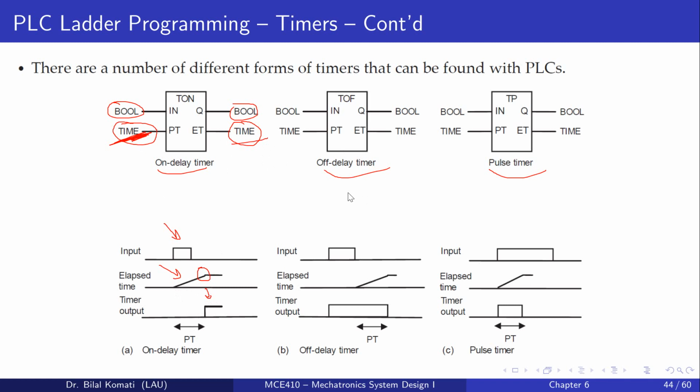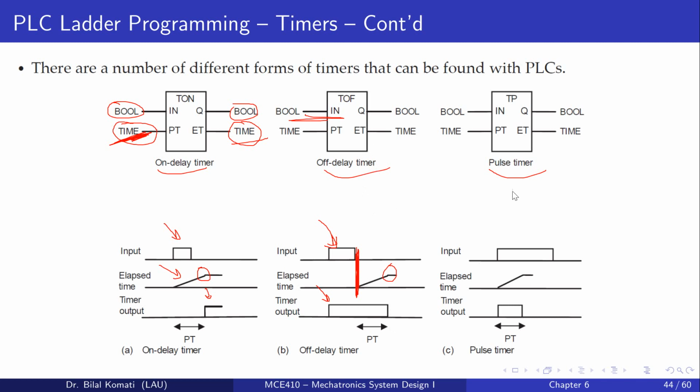The off delay is the opposite. Once we activate the input, the output will be activated automatically, and we will start counting the time after the Boolean input is off. From here, we will start counting the time. Once we reach the elapsed time, the timer output will be turned off. This is what's called the timer delay.